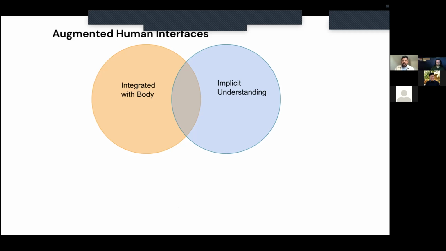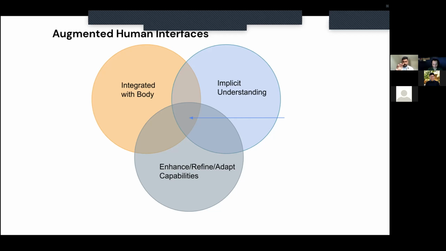And then they use that implicit understanding to enhance our capabilities, refine our capabilities, or even adapt new capabilities. So in my research, I want to develop interfaces in this particular region, in the middle of this section, that integrate with our body, understand our mind, body, and behavior implicitly, and then use that understanding to enhance, refine, or adapt new capabilities.